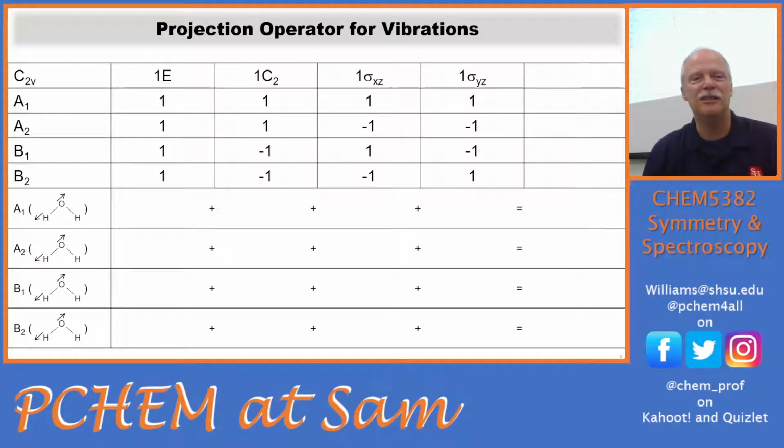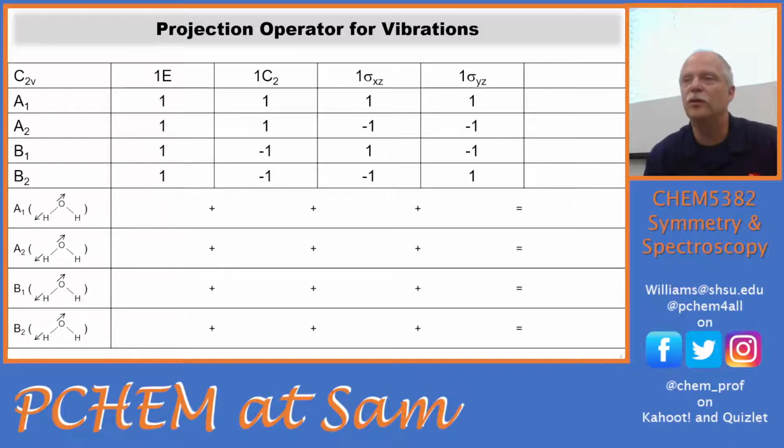So let's look at this projection operator for vibrations. So we have this C2v character table for water, and our source is the same in all of these cases. It's just that OH stretch on the left side of the molecule. And we're going to go through all 4 rows of the character table. Now, this would be quite cumbersome for benzene, but you could do it for benzene. You know, it's just more stuff to do, okay?